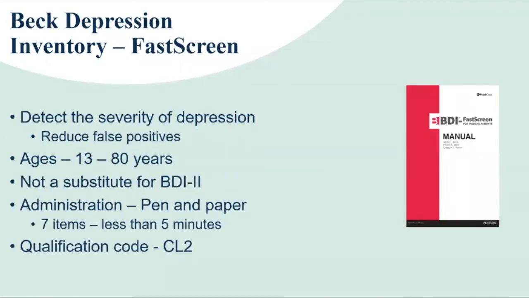The Beck Depression Inventory Fast Screen helps you quickly screen for depression in adolescents and adults with the purpose of reducing the number of false positives for depression in patients with known biological, medical, or alcohol substance abuse problems.